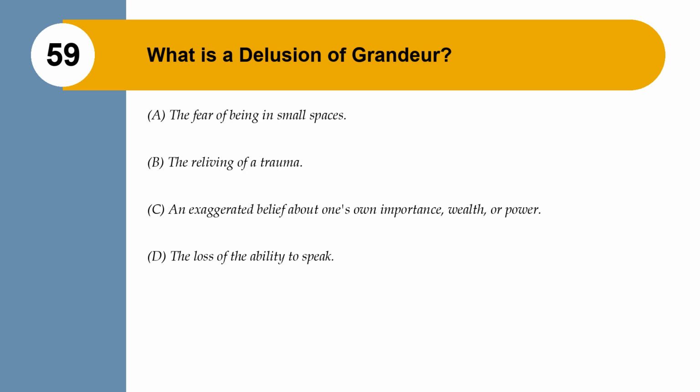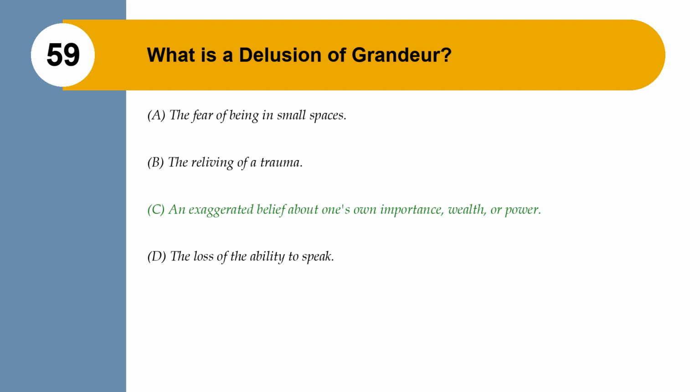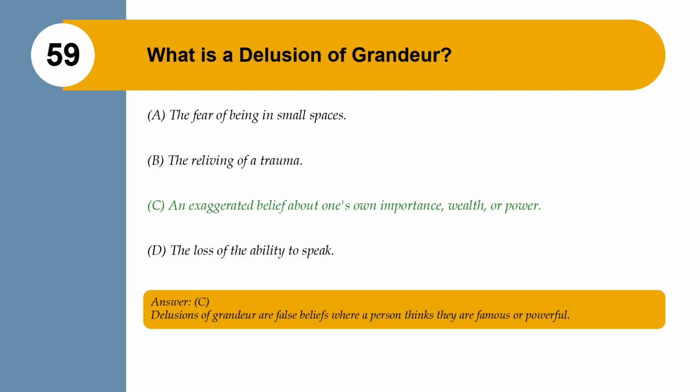Question 59. What is a delusion of grandeur? Option A, the fear of being in small spaces. Option B, the reliving of a trauma. Option C, an exaggerated belief about one's own importance, wealth, or power. Option D, the loss of the ability to speak. The correct answer is option C, an exaggerated belief about one's own importance, wealth, or power. Explanation. Delusions of grandeur are false beliefs where a person thinks they are famous or powerful.